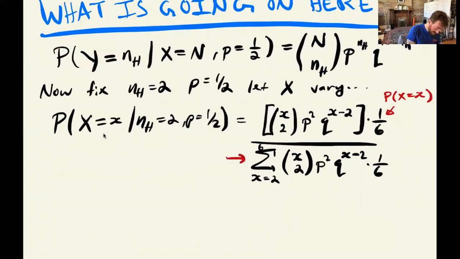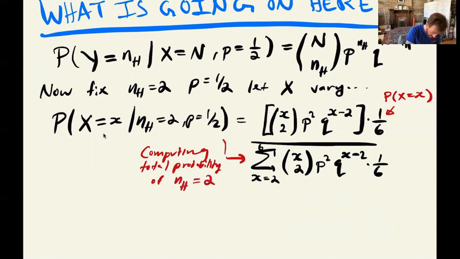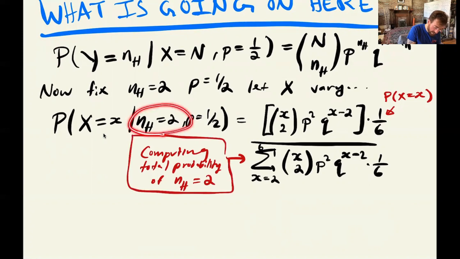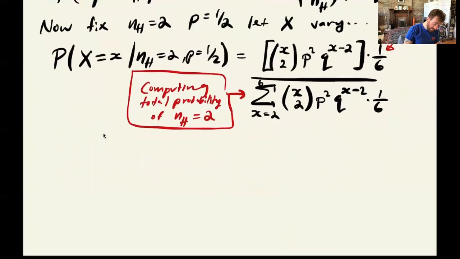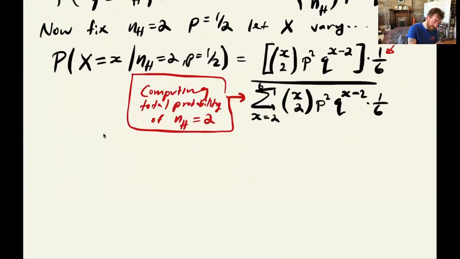And what's happening here is we're essentially computing the total probability of n sub h equals 2. Because just like in any conditional probability, we have to, at the end of the day, divide by the probability of our events. Right now, we're ignoring the fact that we know that this coin is a fair coin. Now, this expression can actually be sort of written out in English as follows.